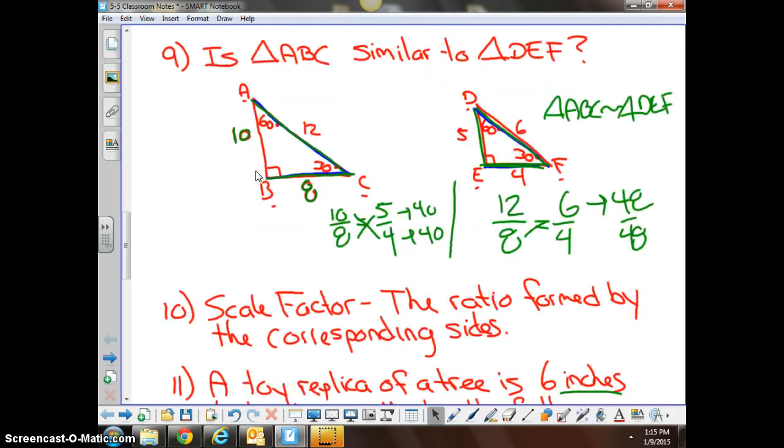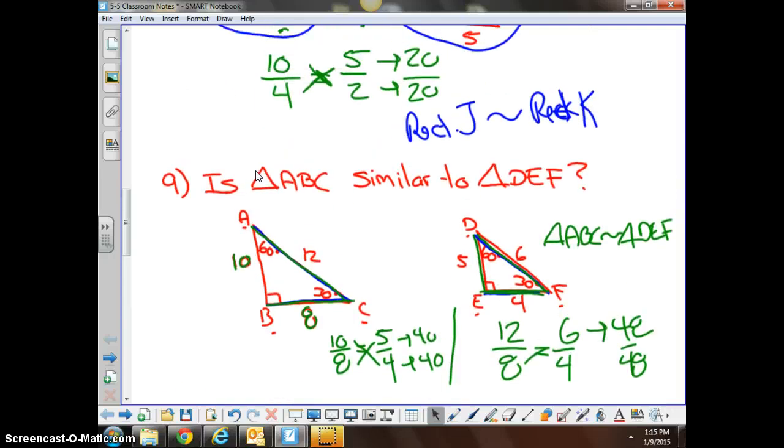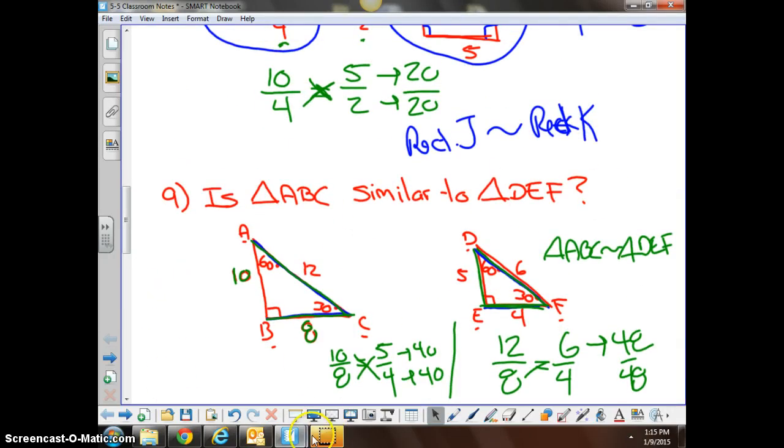We will not do scale factor with this lesson. So the lesson is going to end right here.